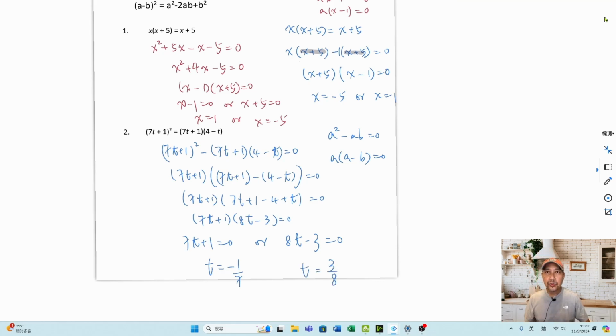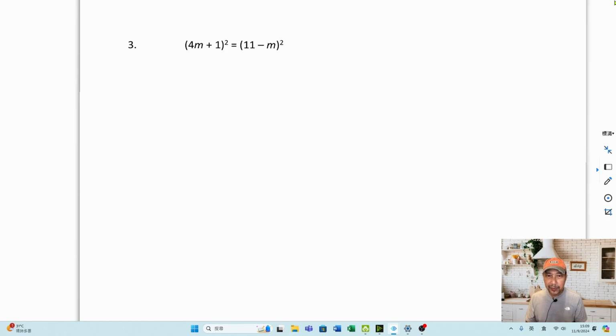Finish. In two examples, we have the chance to use the skill of grouping terms. See the questions and see whether they have a common factor. If they have a common factor, you may think that perhaps you can use the skill of grouping terms. Question number 3 is another type.